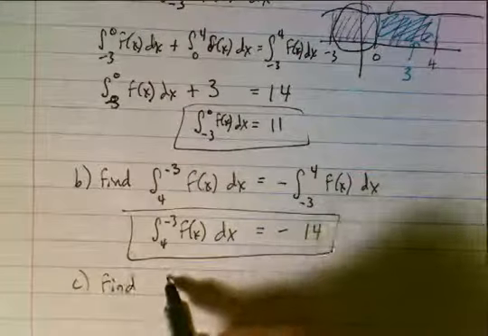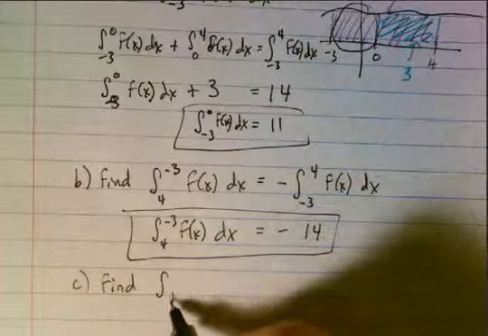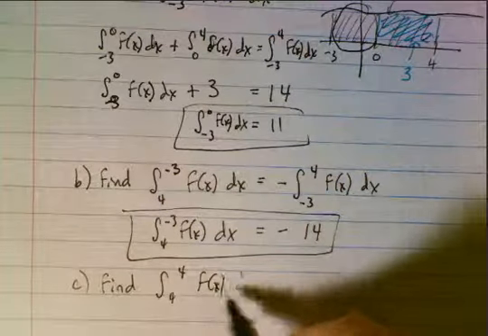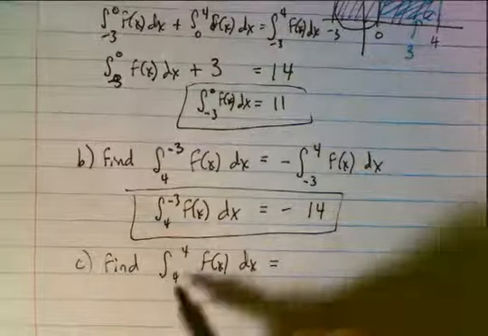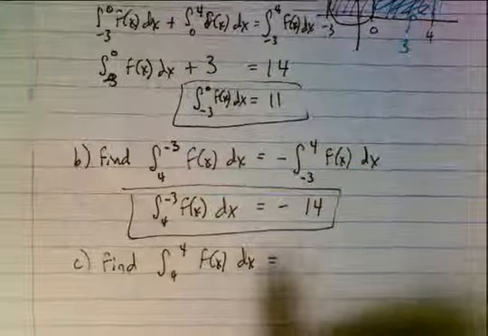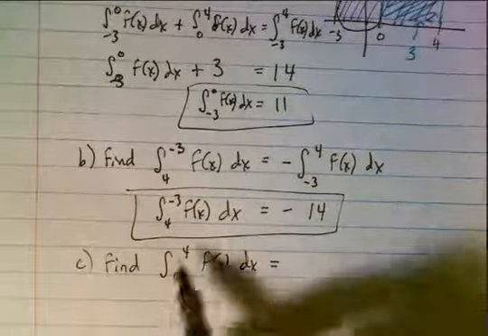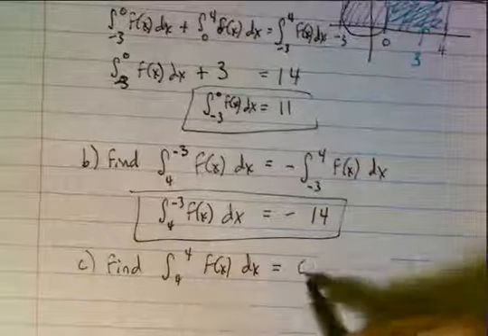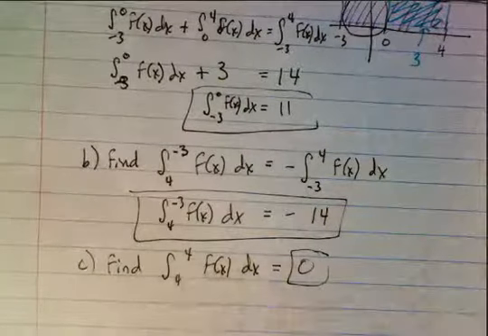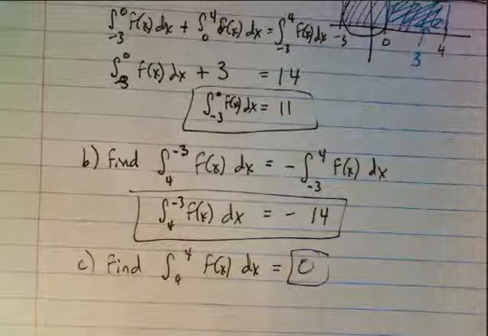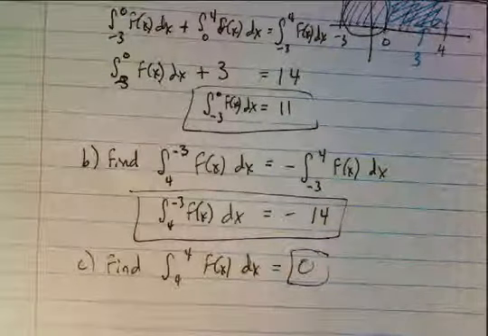We can also find the integral from 4 to 4. As soon as we see that these bounds are the same, we know that we're not moving at all. We don't actually have any area to calculate, so it's just 0. Always if these bounds are the same. We can also do these problems if we have letters instead of numbers. That sometimes shows up.